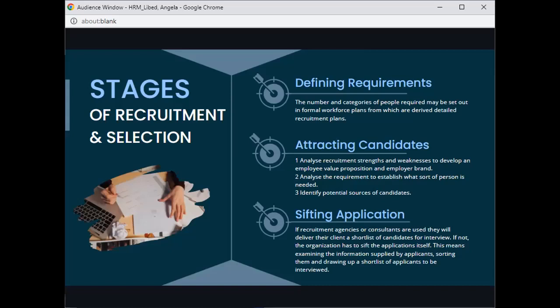Seeking application is comparing information available about them with the key criteria in the person specification. The criteria should be analyzed for the person so that they are fully understood.